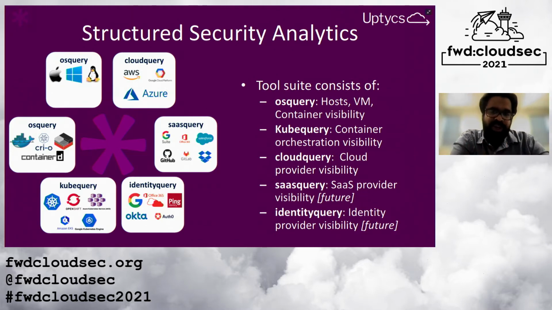So we have osquery, which gives us data for the hosts, VMs, and containers. We have kubequery, which is container orchestration visibility. We have Cloudquery, which is the topic for today's talk. Then we have SaaS query, which is coming in the future, where we will be getting the data from the different SaaS applications, and identity query for the different identity software like Okta or Ping Identity and so on.